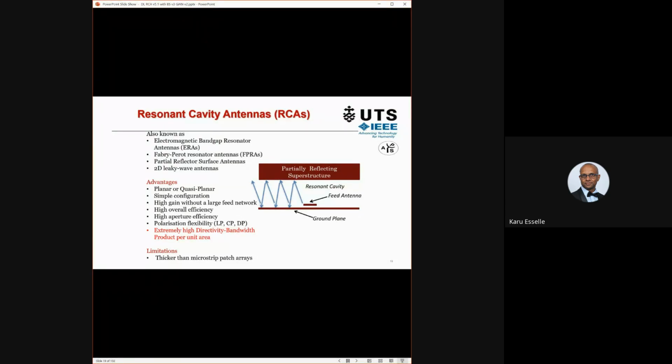But they are not all perfect. I mean, there are some limitations. The one limitation, probably the most significant, is they are not very thin. Especially they are thicker than some microstrip patch arrays and slot arrays, because you need the height for the resonant cavity.